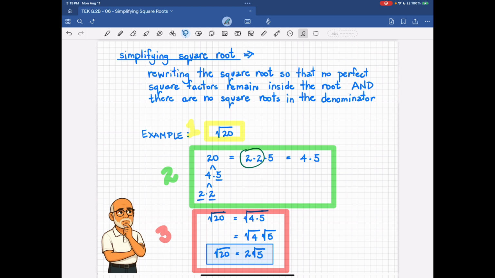It's important for us to clarify what it means to simplify a square root. And what that means is that we are rewriting the square root so that no perfect square factors remain inside the square root symbol. But it also means, too, that there are no square roots in the denominator. We will get to that later. However, I want to focus on no perfect square factors remaining inside the root. So the best way to do this is to look at an example.